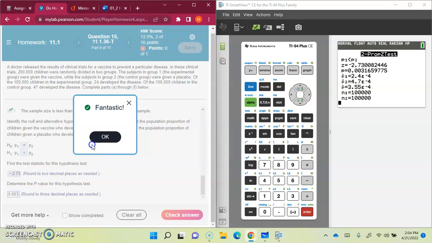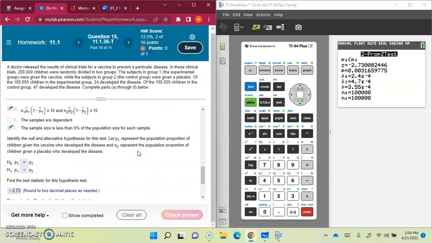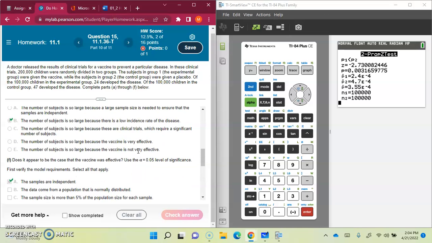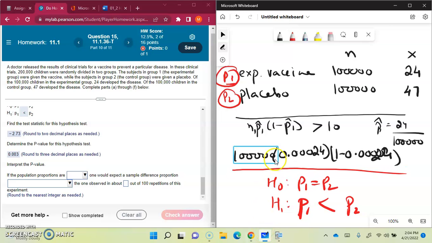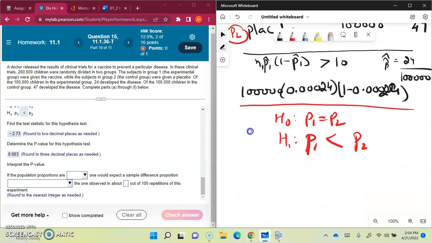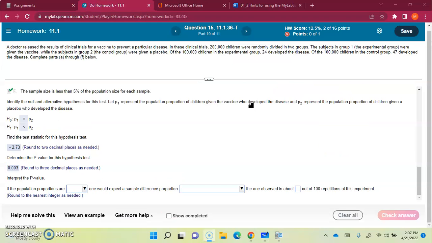It's 0.003. Now, how much was alpha given to us? Alpha was given to us as 0.05. So let's note that down on our board. Alpha was given to be 0.05. The p value is coming to be 0.003, which is clearly less than alpha. So we are going to reject.